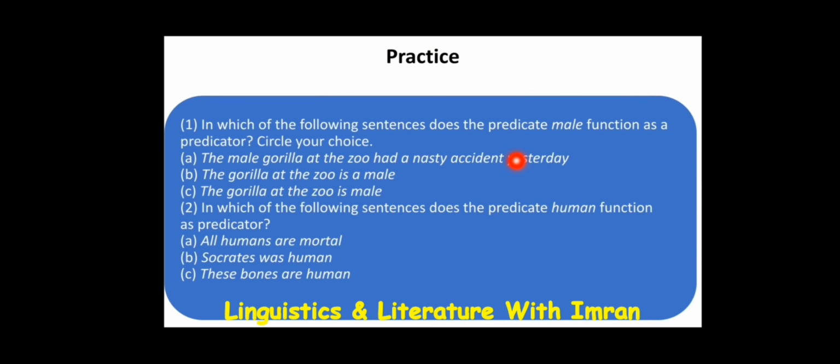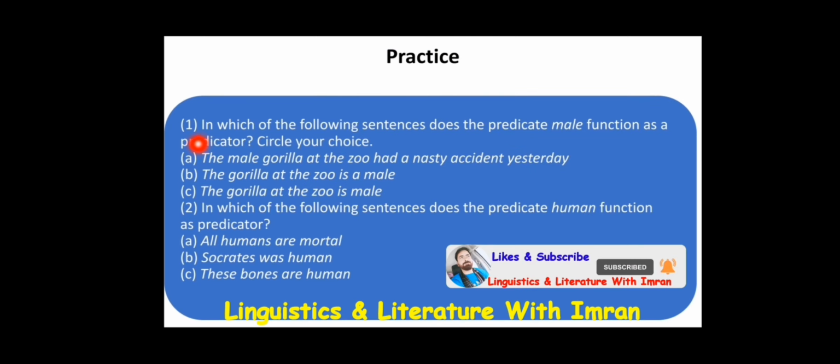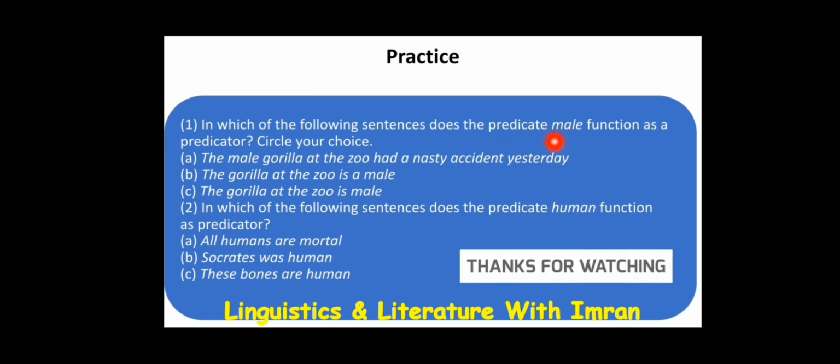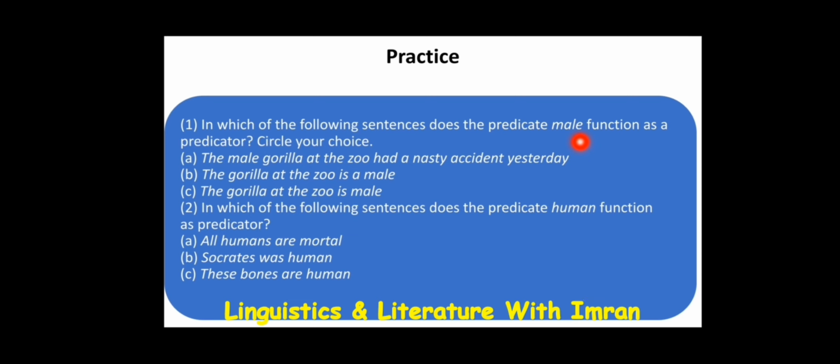Now on the last slide we have some practice. In which of the following sentences does the predicate male function as a predicator? Circle your choice. So male is a predicate, but we will see when male is used as a predicator in a sentence. First, the male gorilla at the zoo had a nasty accident yesterday. Second, the gorilla at the zoo is a male. And third, the gorilla at the zoo is male.